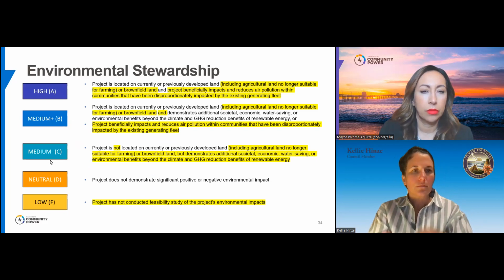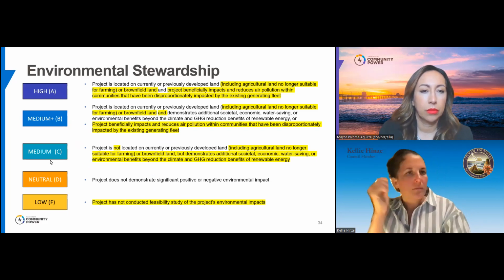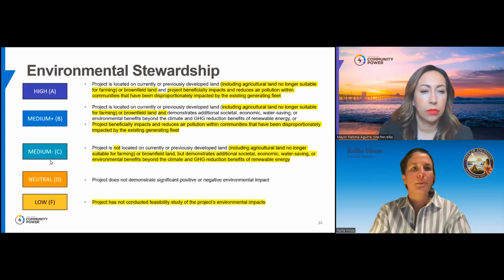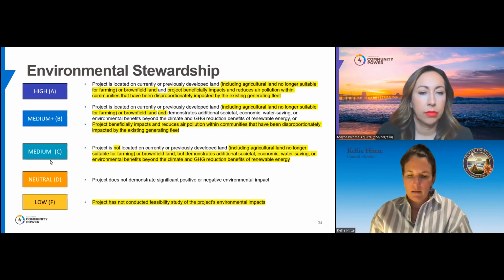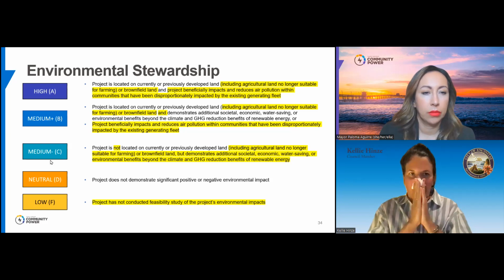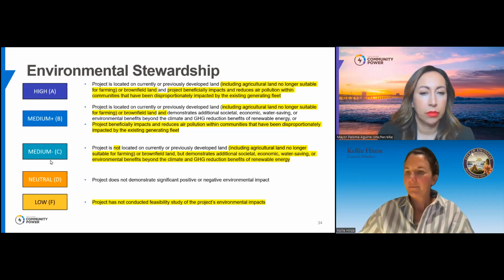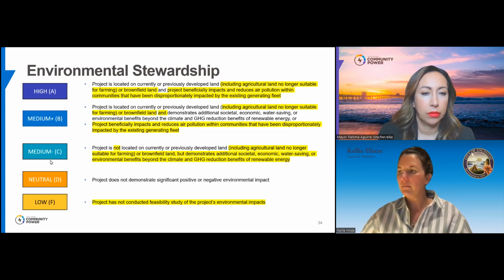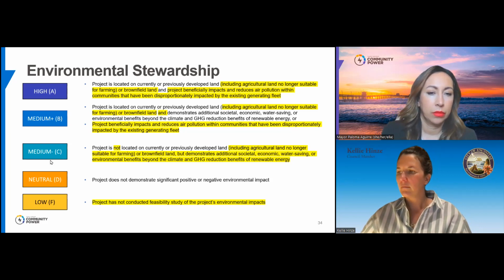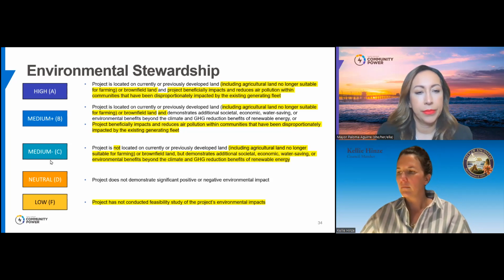So on the environmental stewardship criteria, we got a lot of questions from developers through the process of how we view and look at agricultural land that's no longer suitable for farming, and brownfields. So we wanted to clarify in here that this would be something we're looking at for the high or medium plus criteria if they're using that land and repurposing it for renewable or sustainable storage development.